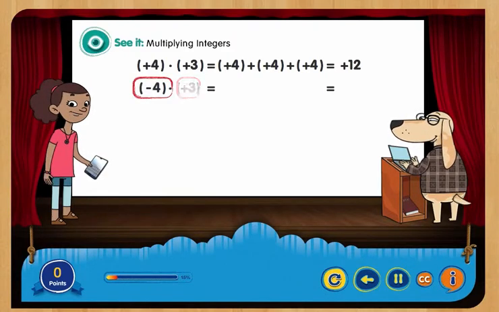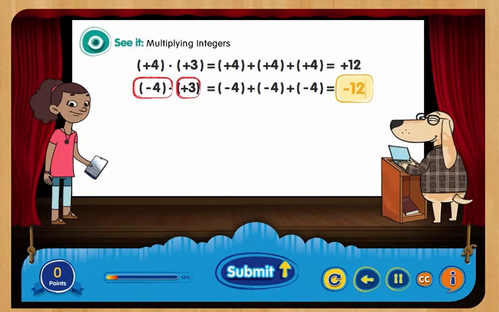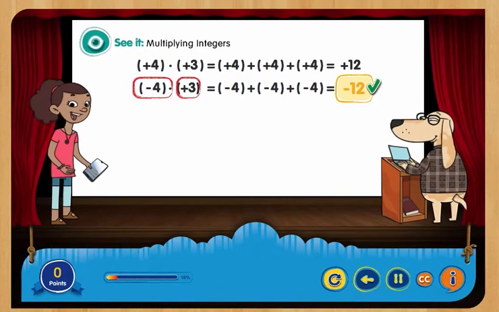You can use the same idea for a negative number. Negative 4 times positive 3 is negative 4, plus negative 4 plus negative 4. Again, we add this number 3 times, and the result is... Precisely! Oh, that makes sense now.